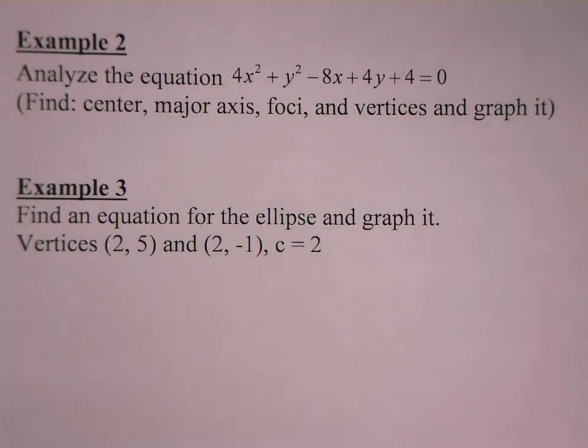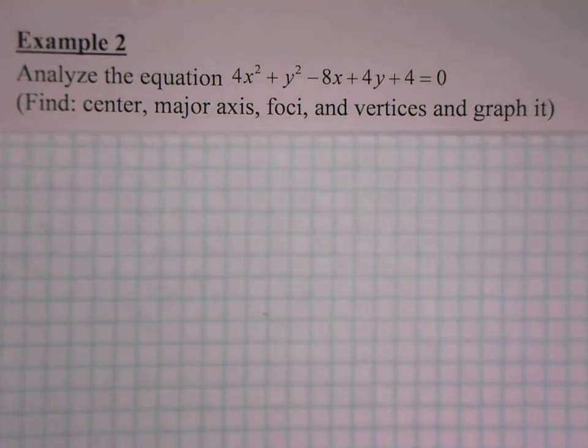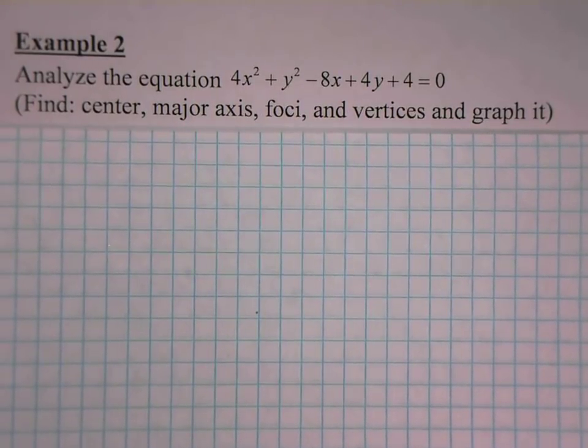So example 2, we're being asked to analyze the equation, which means instead of starting with information about the graph, we're starting with the equation, and we'll have to break that down to find some information about the graph. And also find the center, major axis, foci, vertices, and the graph. What I want you to notice about this equation is that it doesn't look like anything like those equations we've seen so far. So there is a technique we're going to have to use in order to get this equation into the form that we need to recognize the a, b, c, the center, all of that good stuff.